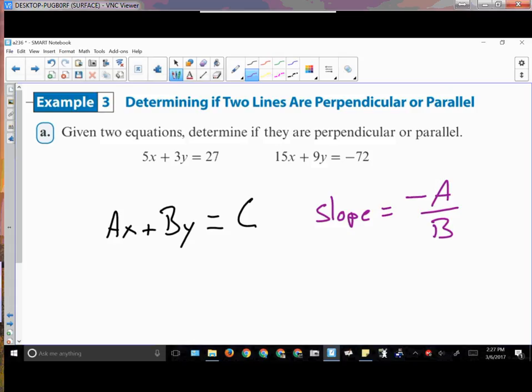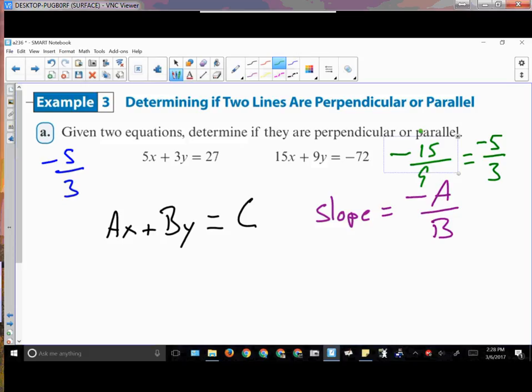Why? All I got to do is pick and choose. I know it's got to be negative. What's A? A is 5. What's B? B is 3. So this slope is negative 5/3. Pulled that out right away. Didn't have a problem with it. So X and Y is in the right spot. So we take a look at this one. I need a negative. I need A. A is 15. B is 9. Well, this would simplify by 3's to negative 5 over 3.